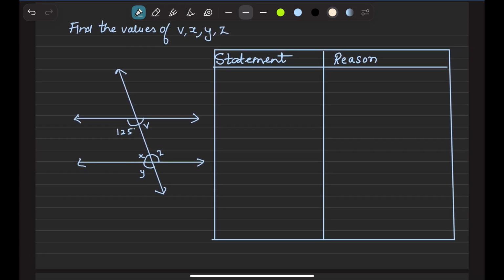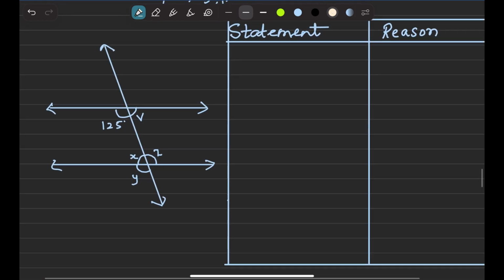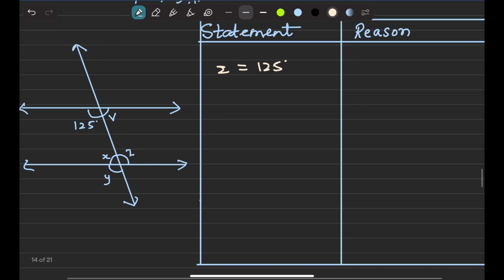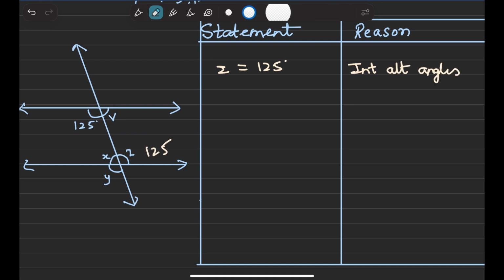Find the value of V, X, Y, Z. Come on, first I'll find whatever I'm very comfortable with. Z, 125. Y, interior alternate angles. Now with the help of Z, what else can we find? V.